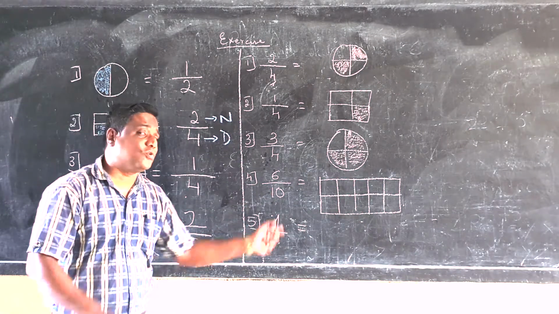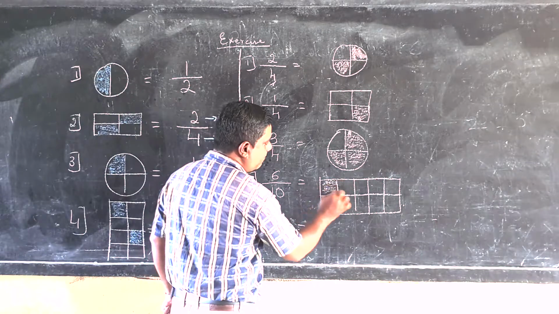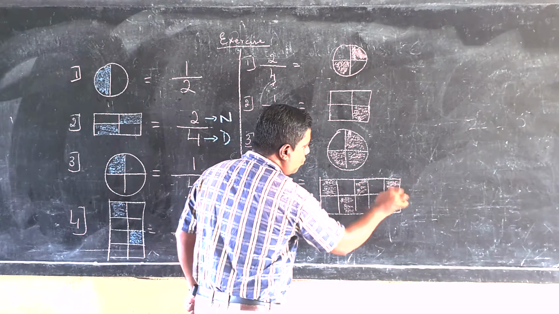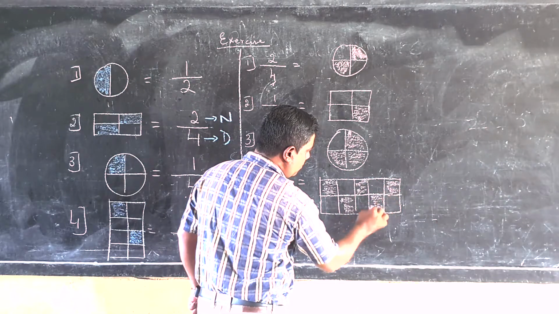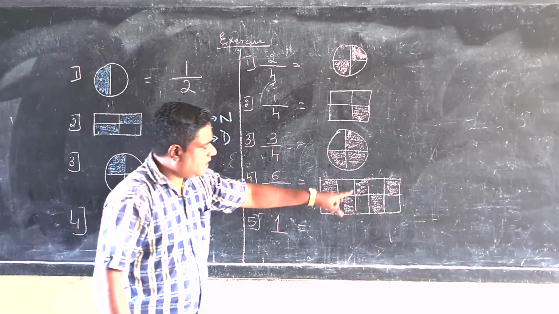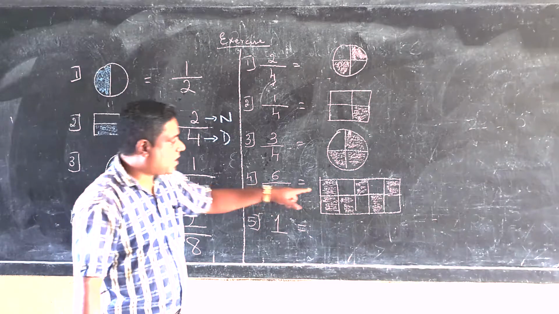So, how many parts are utilized? 6 parts. So shade 6 parts. 1, 2, you can shade any parts. 3, 4, 5, okay, 6. Count. 1, 2, 3, 4, 5, 6. So 6 upon how many parts? 10 parts.